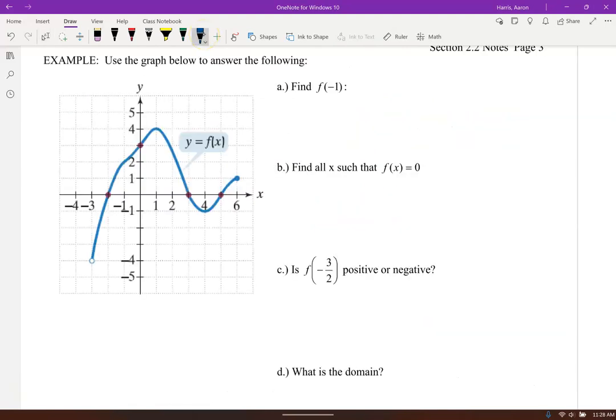All right, first of all, f of -1, that's that point right there. When x is -1, y is 2. F of -1 is 2.